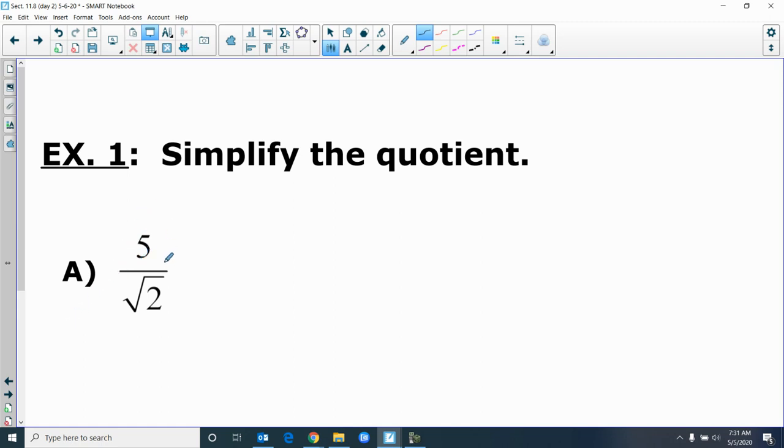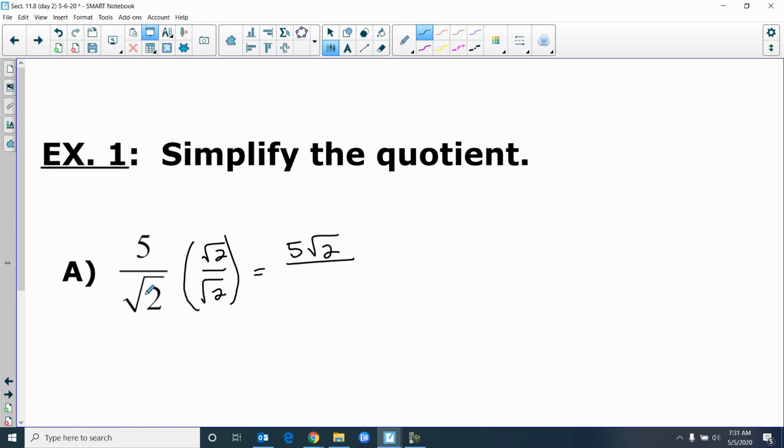This is where we multiply by a factor of 1. And here's all we're doing. Whatever's underneath the radical, multiply top and bottom by that value. Multiply top and bottom by square root of 2. Now, 5 times square root of 2. You cannot multiply those together because 5 is not under the radicand. The only thing you can do is write 5 square root of 2.